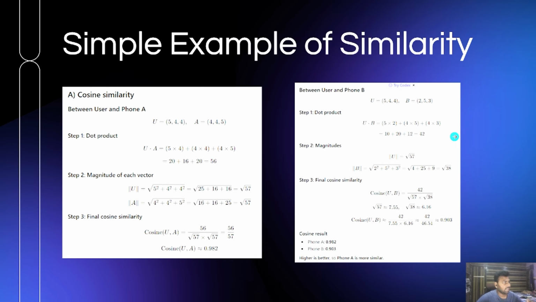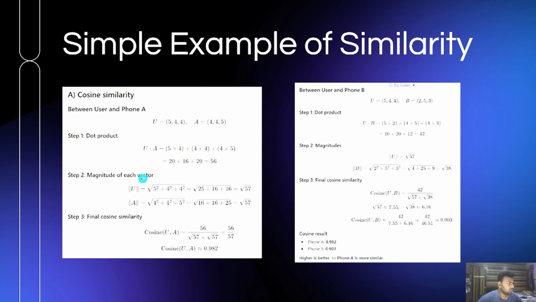We will try to calculate this one with the help of cosine similarity. So based on how we will calculate for phone A, we will calculate cosine similarity with user like 5, 4, 4 and phone A 4, 4, 5. So the dot product first we will calculate like 5 into 4 plus 4 into 4 plus 4 into 5, that is 20 plus 16 plus 20, that is 56.